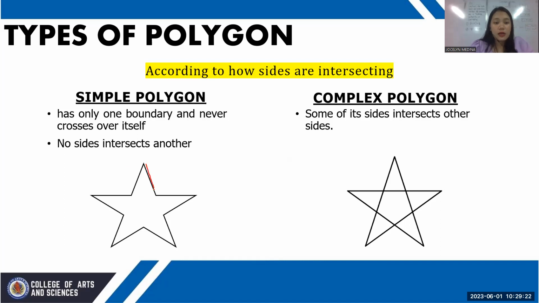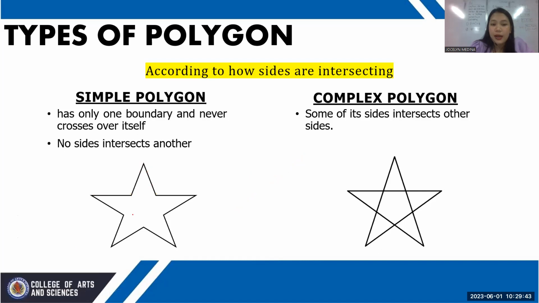this is one side, this is one side, another side. Pag sinabi nating intersect, this is one side, tapos may isa pang side na tumatawid. Pero as you can see, hindi sila nag-i-intersect dito sa simple.